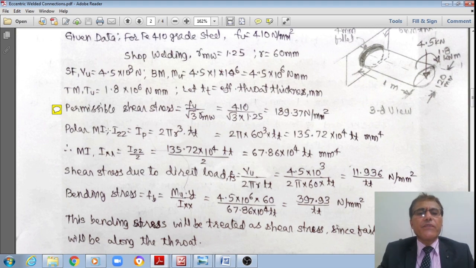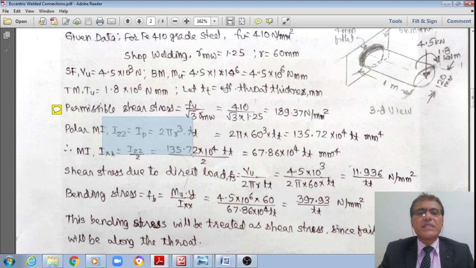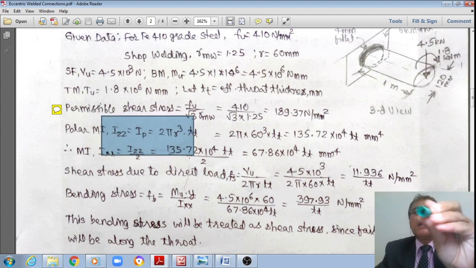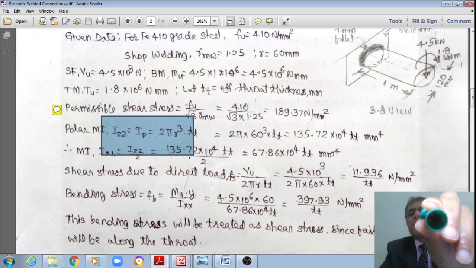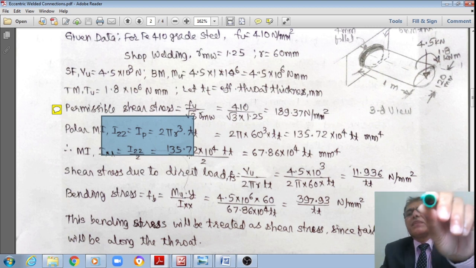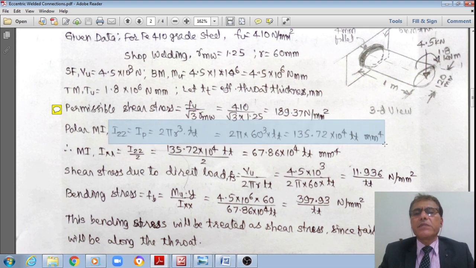Therefore, I need to calculate the polar moment of inertia IZZ or IP, which is 2 pi r, the peripheral length, multiplied by r square, that is 2 pi r cube multiplied by effective throat thickness. It is the polar moment of inertia of this weld, which is provided along the periphery of this hollow circular tube of thickness 6 mm, right? Then substituting the numerical values, I get this polar moment of inertia, notated by IZZ or IP, or sometimes in some textbooks it is given by J, right?